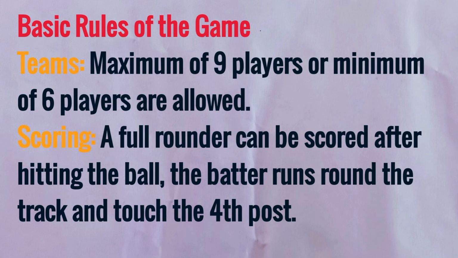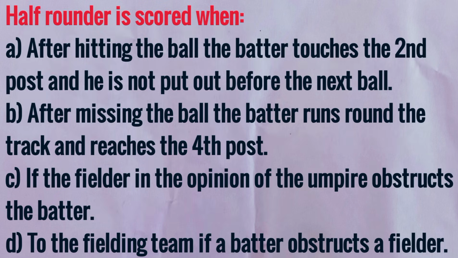Then a half rounder is scored when, after hitting the ball, the batter touches the second post and he is not put out before the next ball is being batted. That one we had discussed. Then, after missing the ball, the batter runs around the track and reaches the fourth post. Also, a half rounder will be awarded.